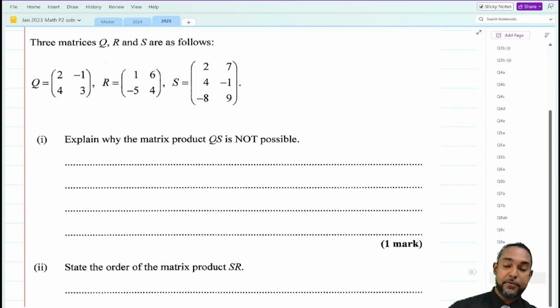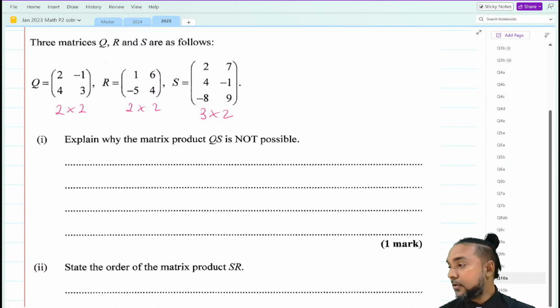The order of Q and order of R would be what? 2 rows by 2 columns, 2 rows by 2 columns. What about S? You have 3 rows, but still 2 columns. So good, you have a 3 by 2. All right. Now, the first question they ask here, oh, very good.